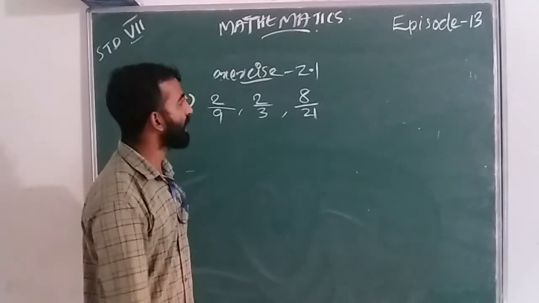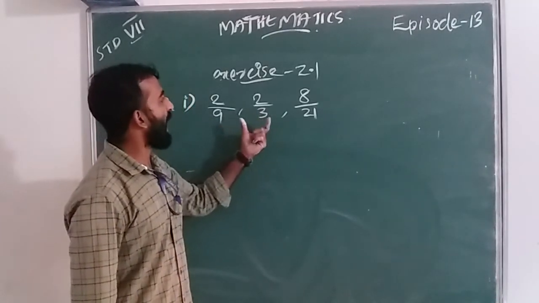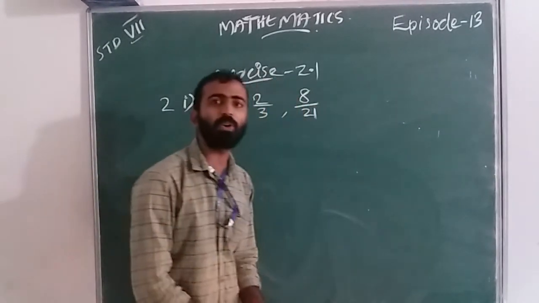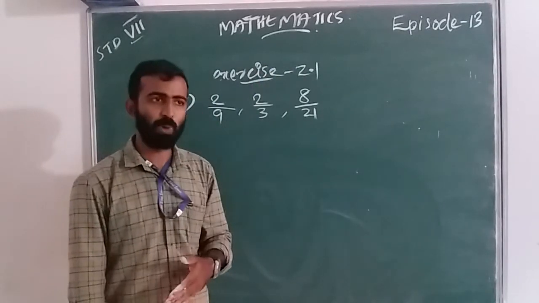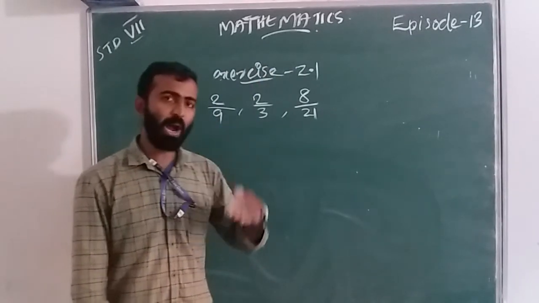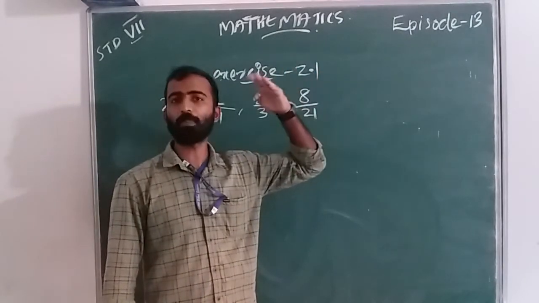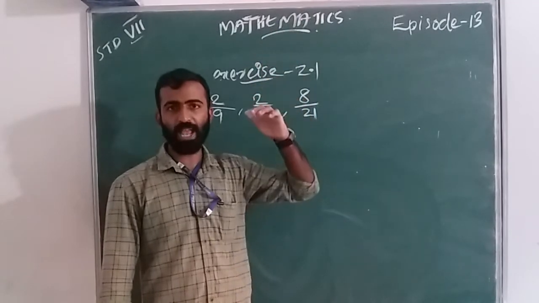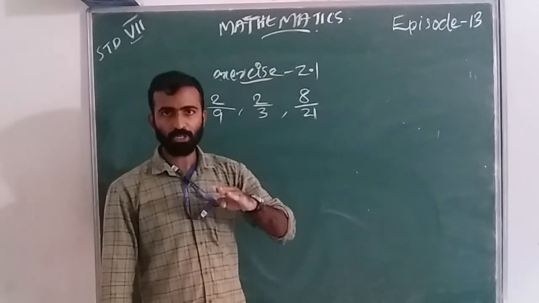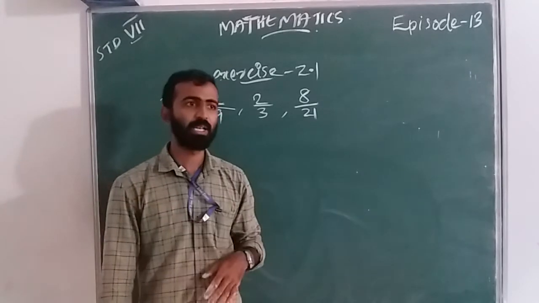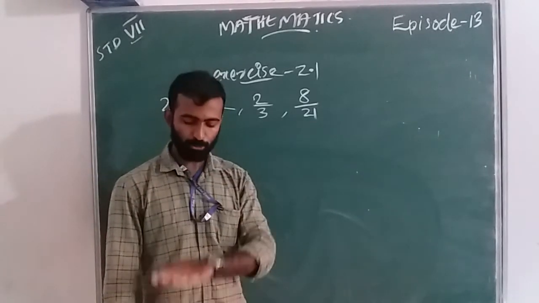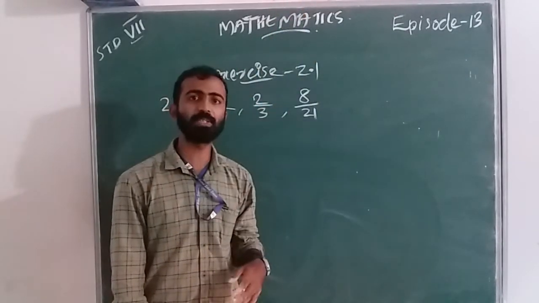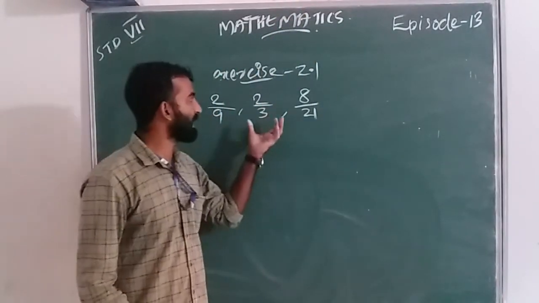We want to arrange these in descending order. Descending order means big to small. Ascending order means small to big. Descending order means big to small, that is 10, 9, 8, 7, 6, 5, 4, 3, 2, 1. And ascending order means 1, 2, 3, 4, 5, 6, etc. Yes, we want to arrange in descending order.